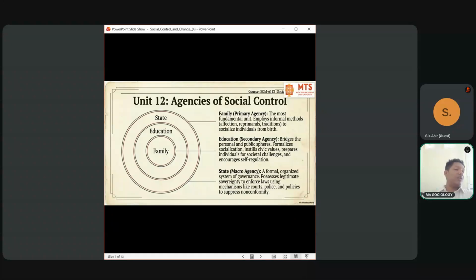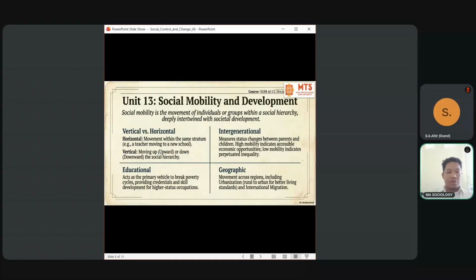So what is state? You all know that state means the assemblage of courts, police, policies, politics, everything, right? So if you do any harm in a state, in your country, or in a village, then there is the state, there are macro agencies to control societal uniformity, right? So these are the three aspects of agencies of social control. Then coming to Unit 3, you understand social mobility and development.